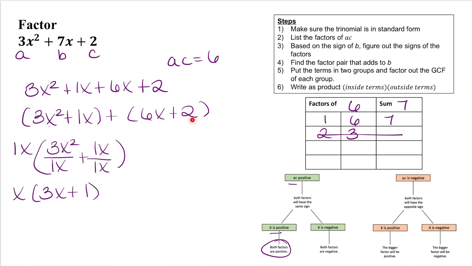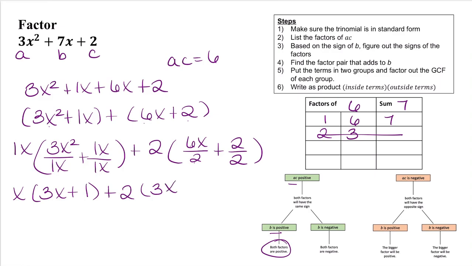Now let's look at the second set. We have 6x plus 2. If I look at the GCF, I can divide both 6 and 2 by 2. I can't pull out an x from both terms because both terms don't have an x in it. So I'm going to do 6x divided by 2 plus 2 divided by 2. That leaves me with 2 times 3x, since 6 divided by 2 is 3, plus 2 divided by 2, which is 1.